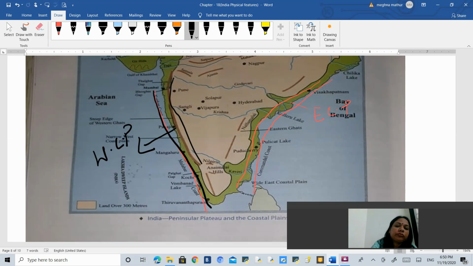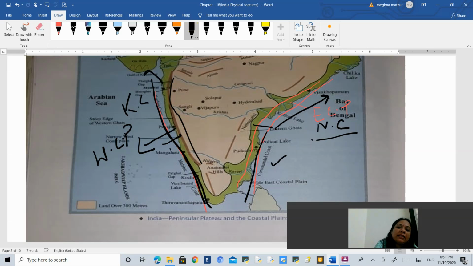Now these plains are also divided into two parts. The eastern coastal plain area is divided into two. The upper part is called the Northern Circars, and this is called the Coromandel coast. Likewise, the western coastal plain is also divided into two parts. Up to this much, it is called the Konkan coast, and this area is called the Malabar coast. So these are the names which have been given.